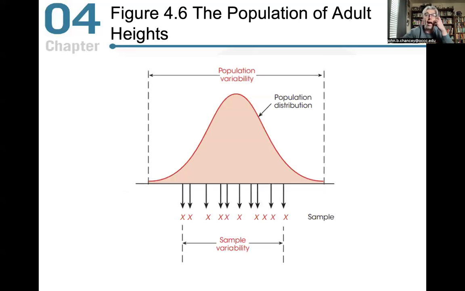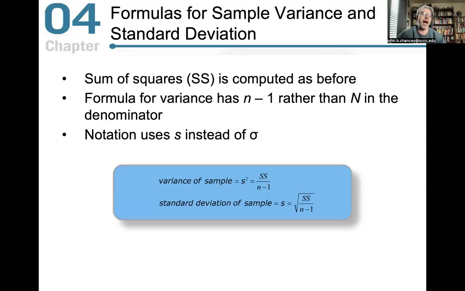Here's what I mean. This is our population. We have a lot of spread, versus this is the variability of our sample. It will probably not contain as much variability. It'll probably be similar, but it probably won't be exact. So we want to be careful about that.